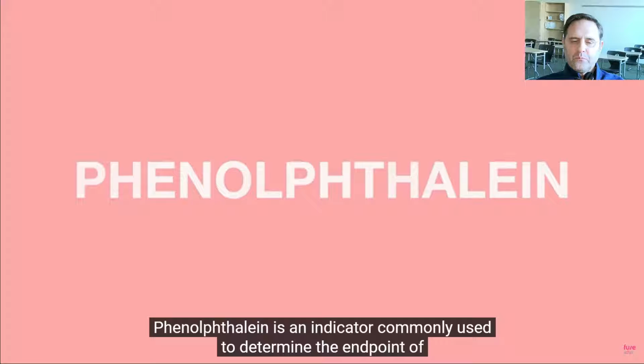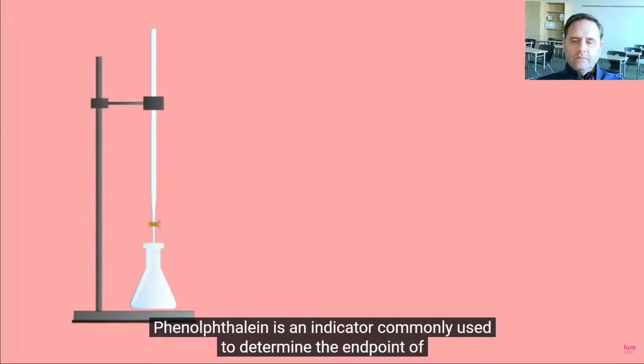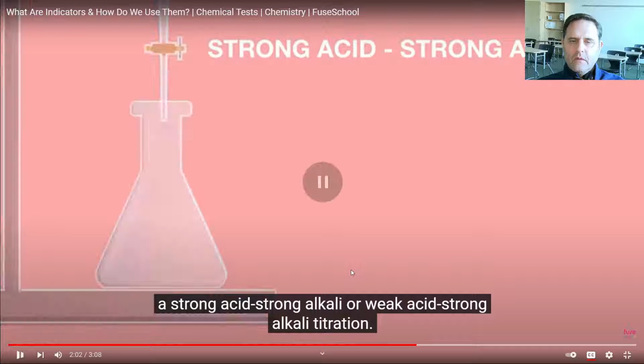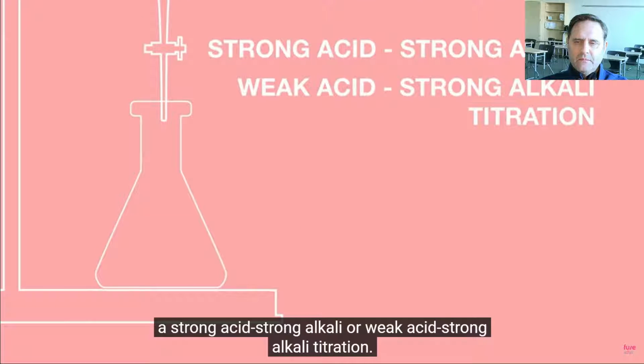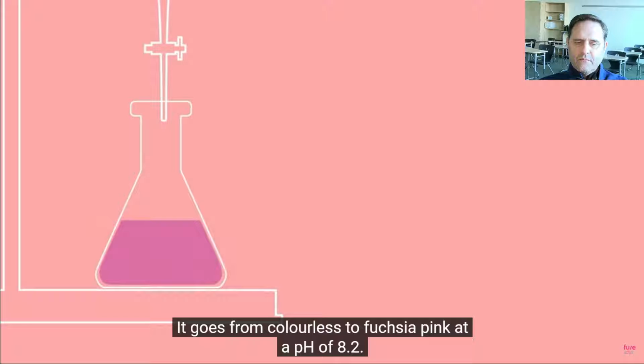Phenolphthalein is an indicator commonly used to determine the endpoint of a strong acid, strong alkali titration. What you're seeing here is a lab that is usually performed in your first year, freshman year of college. It's called a titration lab. So when you hear the word titration, you'll know what you're finding out is the weakness or strength of the solution, acidic or basic, in that flask. It also applies to weak acid, strong alkali titration. It goes from colorless to fuchsia pink at a pH of 8.2.